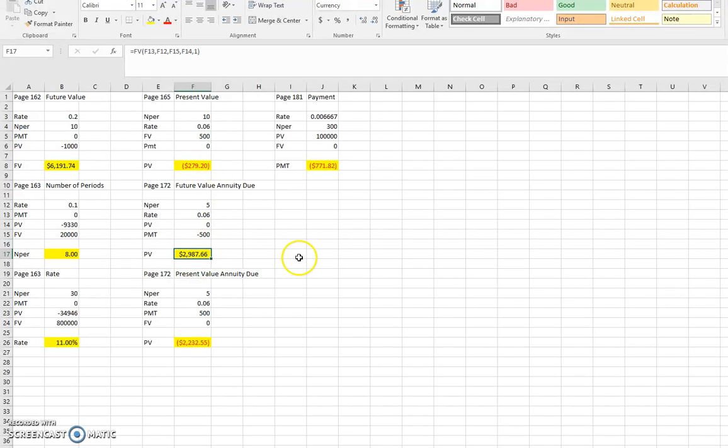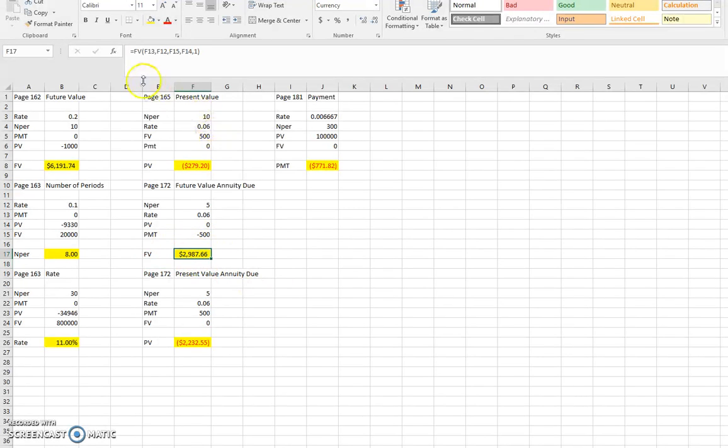So I'm going to pull this up. This is saying, if I made a regular payment, let's say it's a future value annuity, I make a payment of $500 at the beginning of every year. And I should change this to the future value here, make this correct future value. How much would I have in the future?